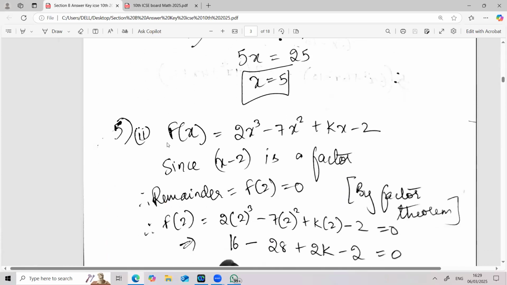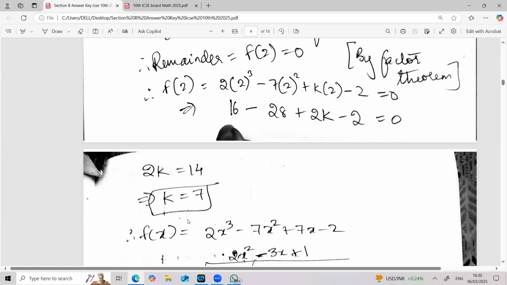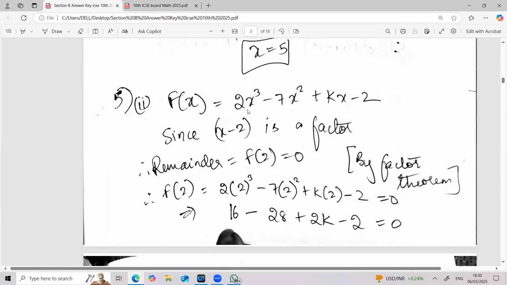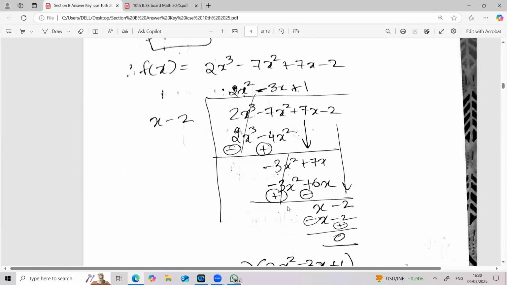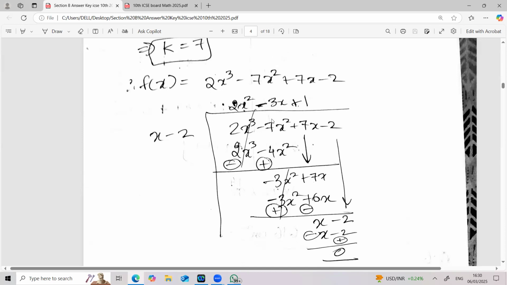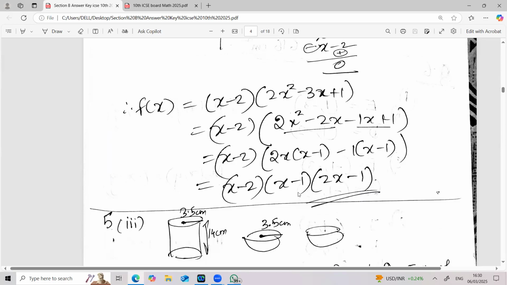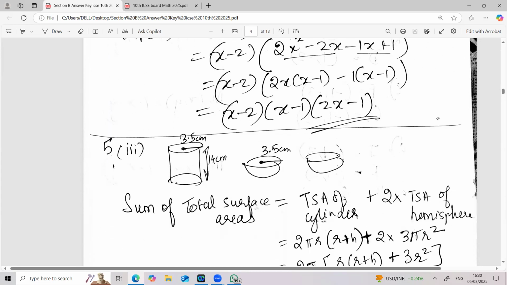Now, fifth main second one. Since x minus 2 is a factor, obviously remainder f of 2 is 0 by factor theorem. Come on, substitute f of 2 in the expression, equate it to 0. You get a linear equation in k with 7 as the answer. Go back and plug it into this expression and hence do long division so as to obtain the quotient. Yeah, quotient will be 2x square minus 3x plus 1. Now completely factorize this by splitting middle term. So your final three factors are x minus 2, x minus 1, 2x minus 1.